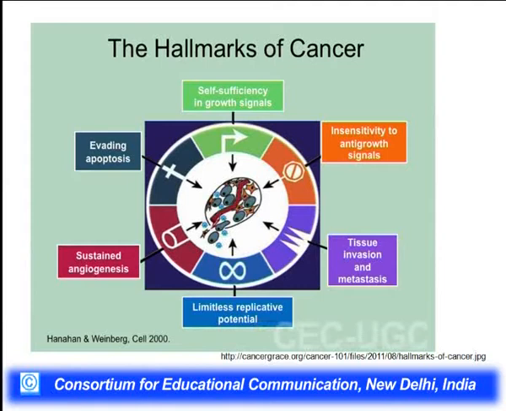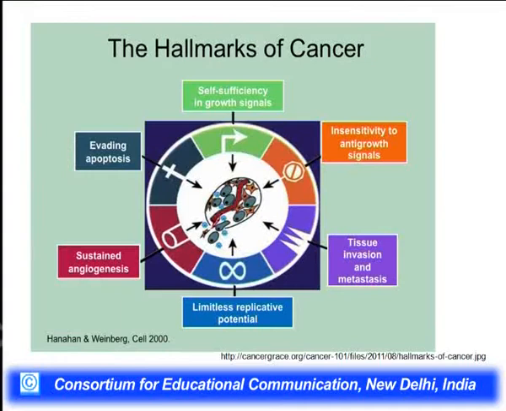The fourth feature is the tissue invasion and metastasis. We will discuss these in subsequent slides. The fifth one is the limitless replicative potential. So the DNA develops a potential to replicate in a number of copy numbers, even though mutations have occurred. So the mutations are replicated in the daughter cells also. And the last one is the sustained angiogenesis process. Angiogenesis is basically the development of blood vessels at the point where the tumorous cells have grown.